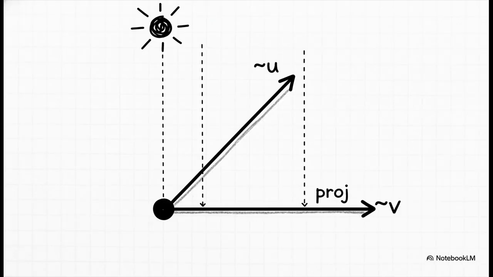And this idea of alignment is perfectly captured by this concept of projection, or you can think of it as a shadow. Just imagine you're shining a flashlight from directly above vector u. The dot product is what helps us figure out the length of the shadow that vector u casts onto vector v. It basically tells us exactly how much of u is working in the same direction as v.